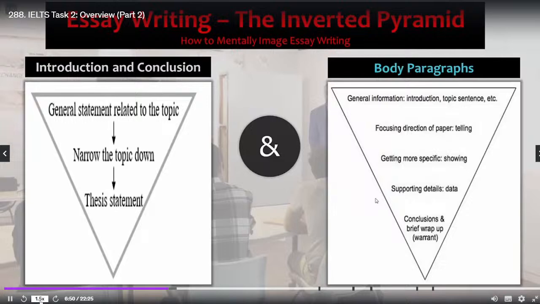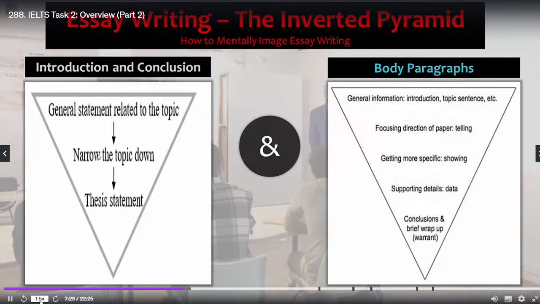The introduction is more general. So it's like the wide base of the pyramid. And then when you get to the body paragraphs, it narrows down a little bit more. It narrows down just a little bit more. And then when you finally get to the conclusion, it all comes down to a point. When you look at the introduction and the body paragraphs, it's the exact same inverted pyramid shape. With an introduction, you start off with a general statement related to the topic.